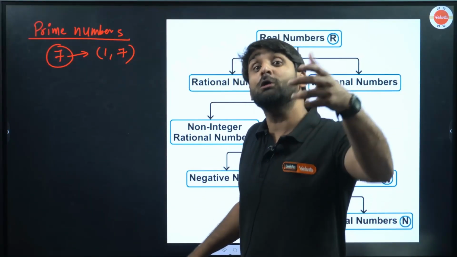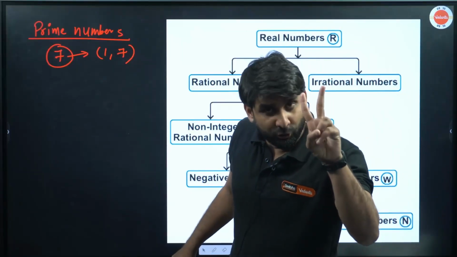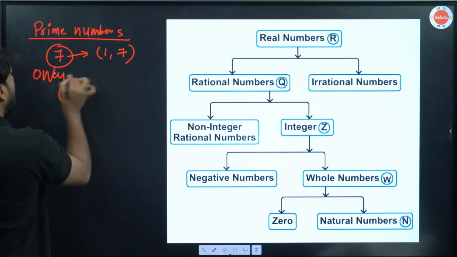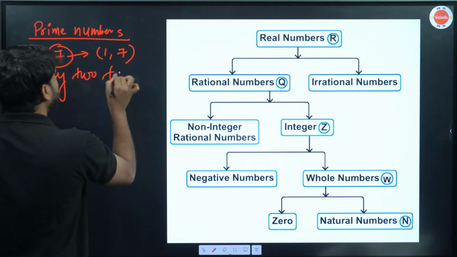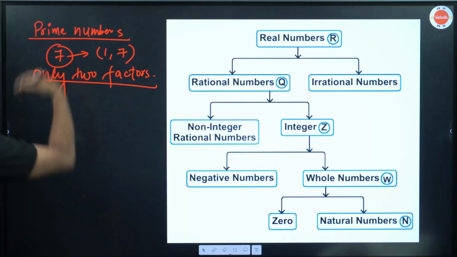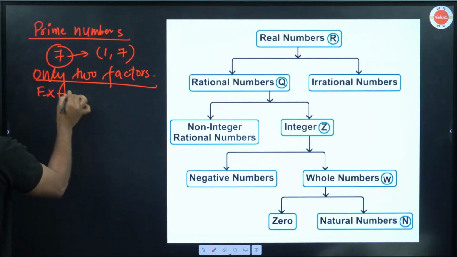Prime numbers are all those numbers which are having only 2 factors, 1 and itself. Right, my champion? There are lots of examples.